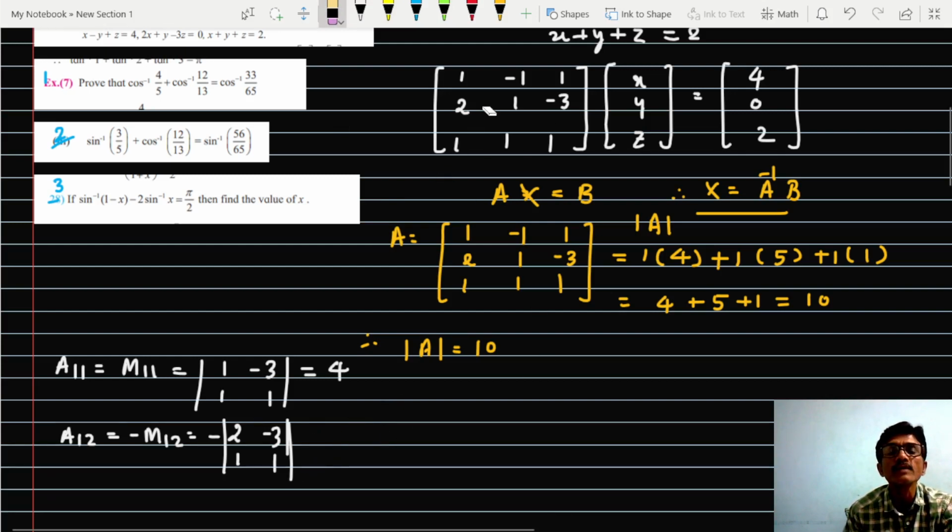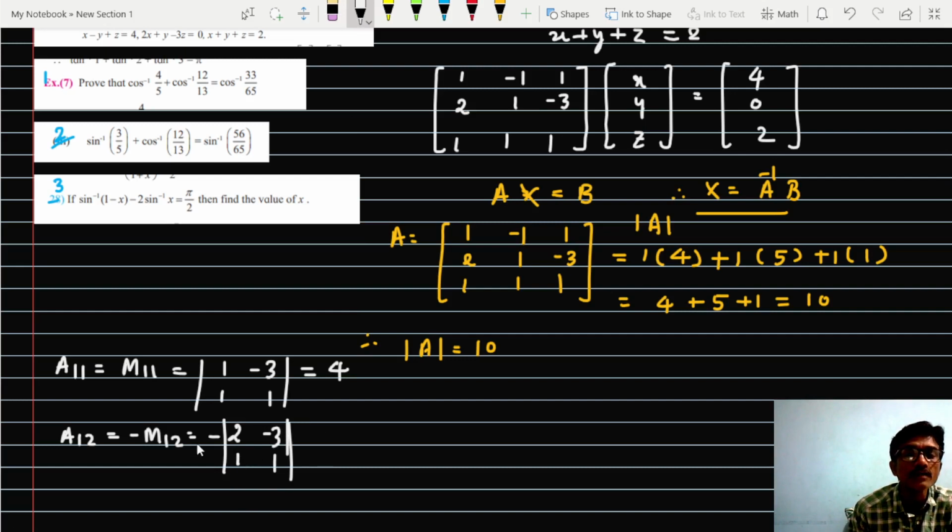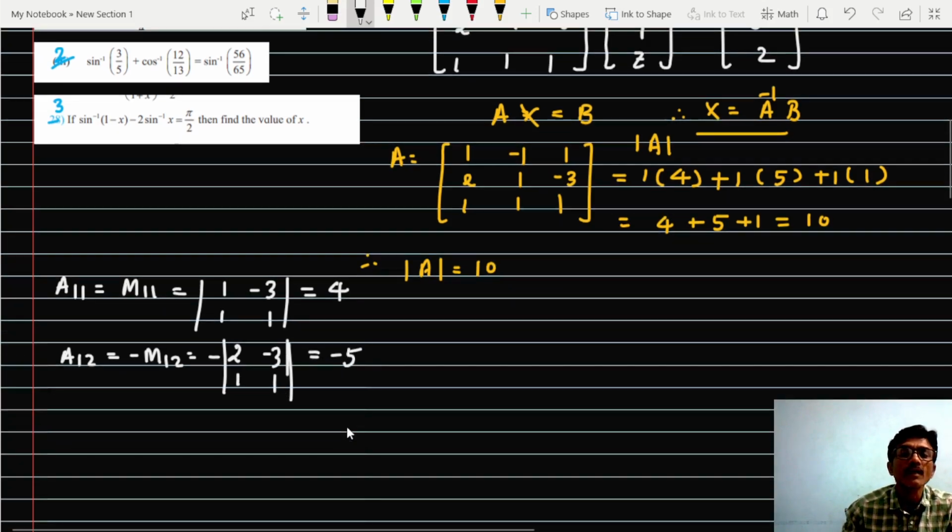What will be the expansion of this? Expansion of this will be 2. See here, 2 plus 3, 5 it is, so it will be minus 5.